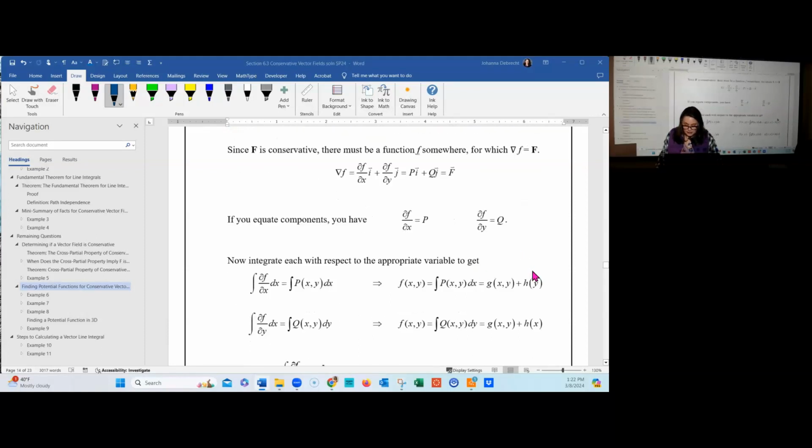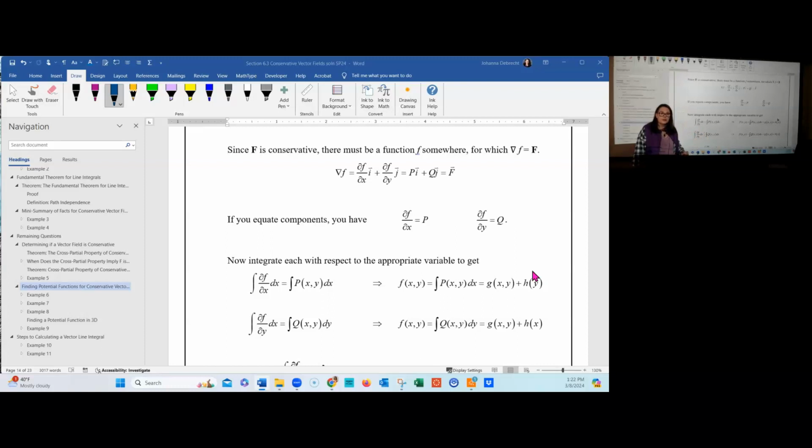Let's now go ahead and equate the components of this equation. If this is true, then P must be the partial of the potential with respect to x, and Q must be the partial of the potential function with respect to y. If it were three-dimensional, then the partial of the potential function with respect to z would equal R.